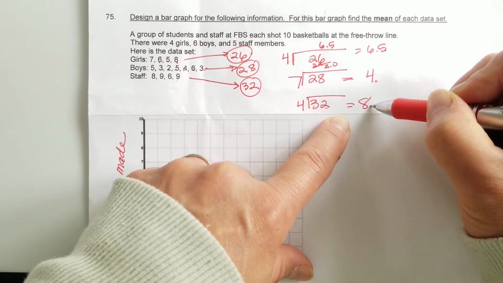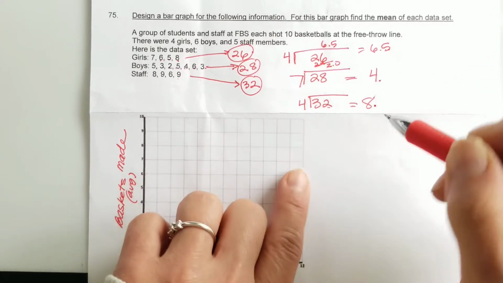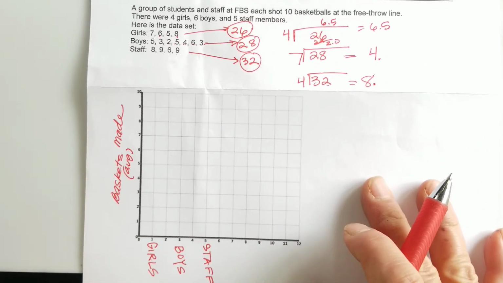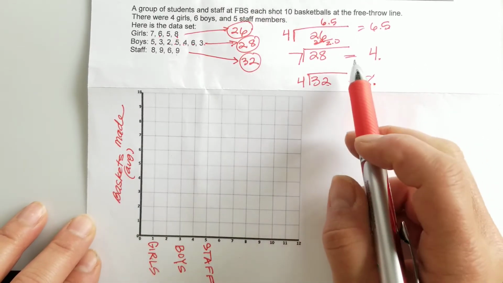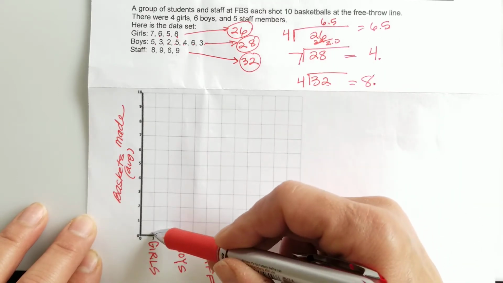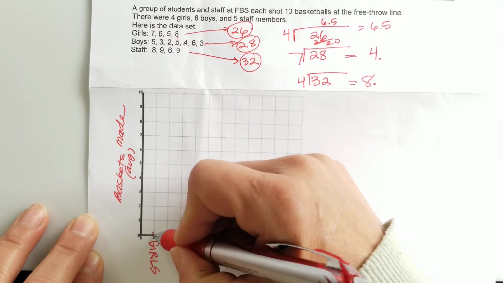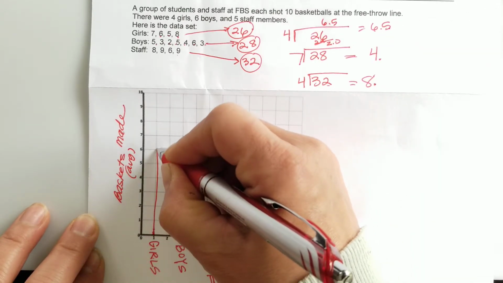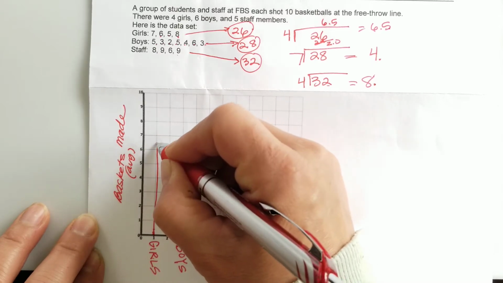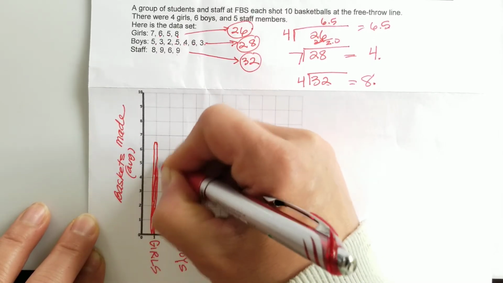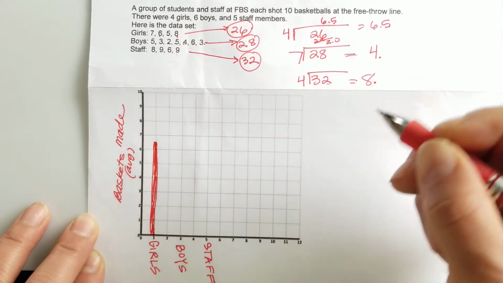We shot on average 8 baskets. So we're going to devise a bar graph for that. And so let's start with the girls. They shot 6.5. Here's the girls right here. So you find the girls, go up the line up to 6.5, which is halfway between 6 and 7. And just go ahead and kind of shade it in as long as you're there.